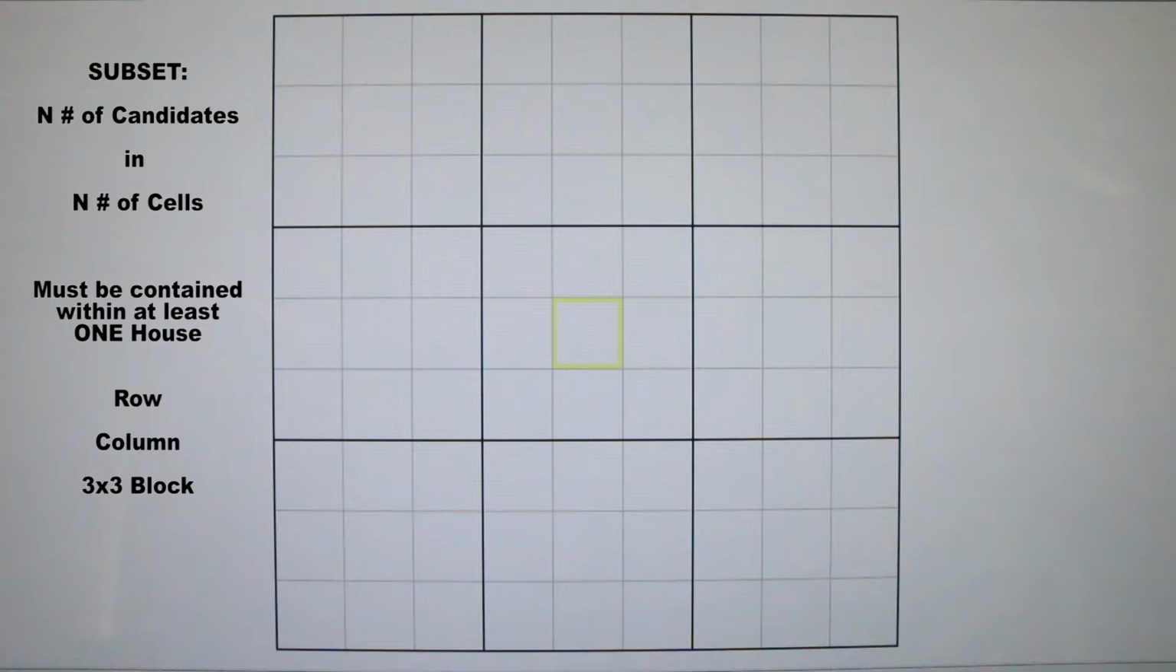If you have one candidate in one cell, and it is the only occurrence of that candidate in a particular house, even if it is hidden, it will be the solution to that cell, and you need not go any further except to solve that cell for that digit. Okay?